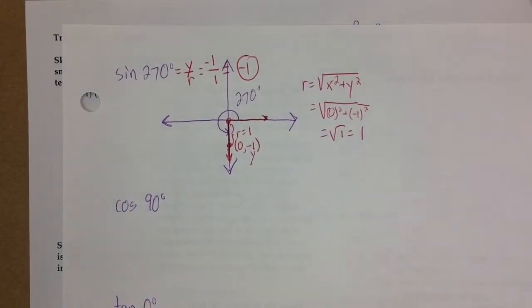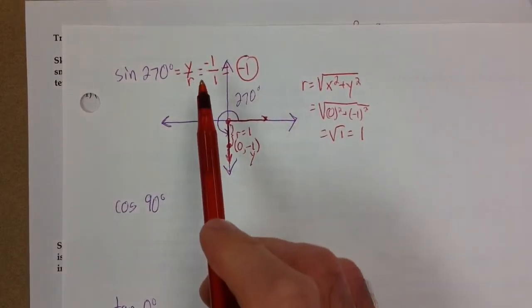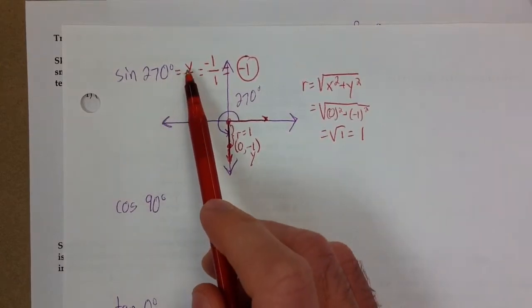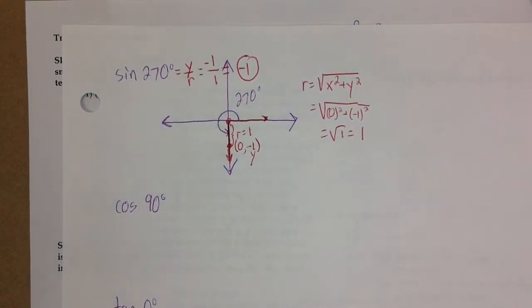Okay. Any questions on that process? Yes? Do you recommend just memorizing for each, like sine, y over r, cosine? I do. Yes. I recommend memorizing the trig definitions in terms of x, y, and r. I think that will make you more fluent.